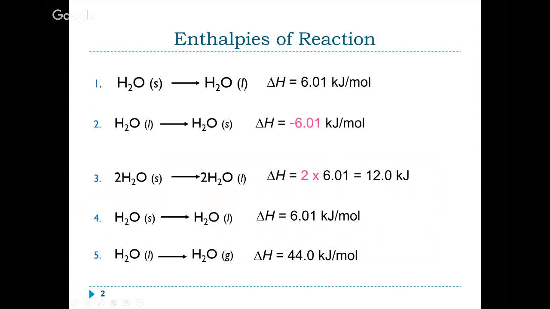And then just keep in mind, if instead we were going to condense this, going from a gas to a liquid, the same amount of energy is associated with the process, but the sign would become negative. So then we'd have to give off 44.0 kilojoules of heat.